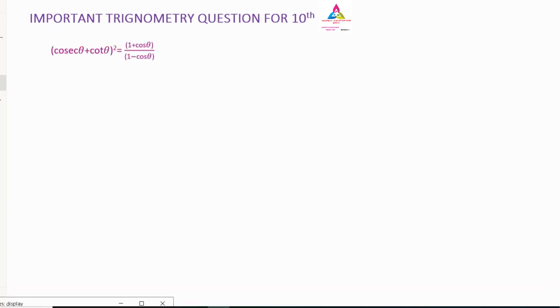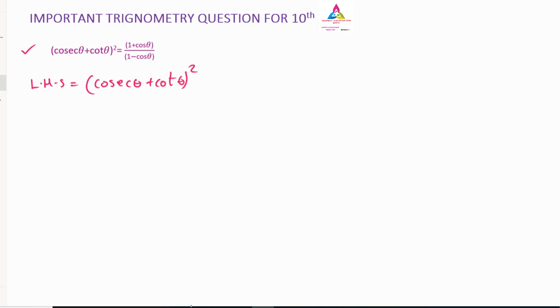Coming to the important question, the first question I have taken is (cosecant theta plus cot theta) the whole square is equal to (1 plus cos theta) divided by (1 minus cos theta). These trigonometric functions look simple and you will think that within 3 minutes we can solve this. But remember, whenever this question is given, the first thing when you see it, you will always consider the left hand side, and the left hand side is nothing but (cosecant theta plus cot theta) the whole square.